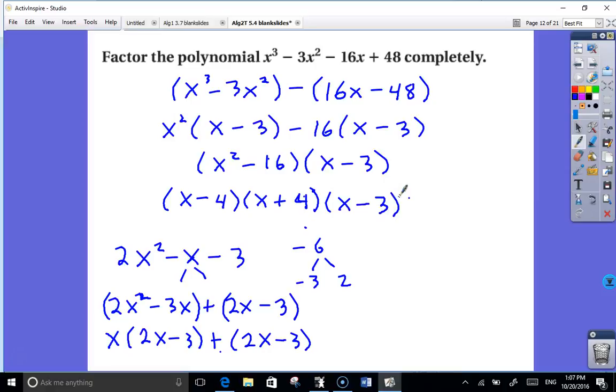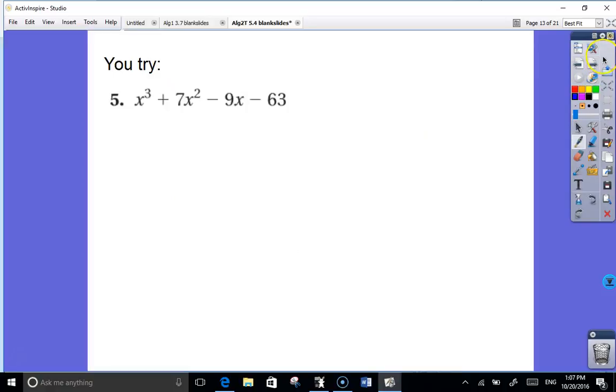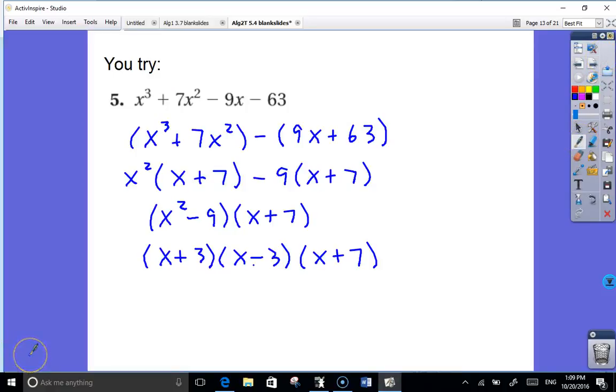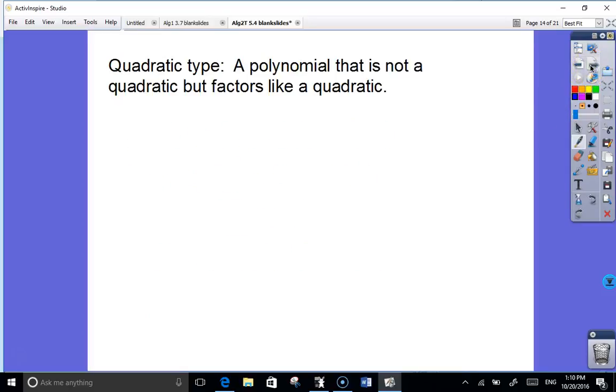Okay, so grouping. So try to do that one. Okay, so there's that. Everybody get it? Everybody I saw had it perfectly right. Which leads us to probably the one that will cause you the most trouble, which is quadratic type or quadratic form.